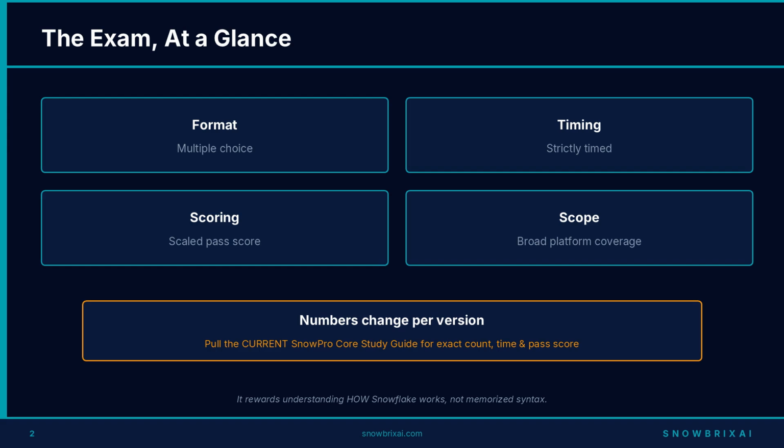One important note, the exact question count, time limit, and pass score change between versions. Always confirm them in the official SnowPro Core study guide before you book.